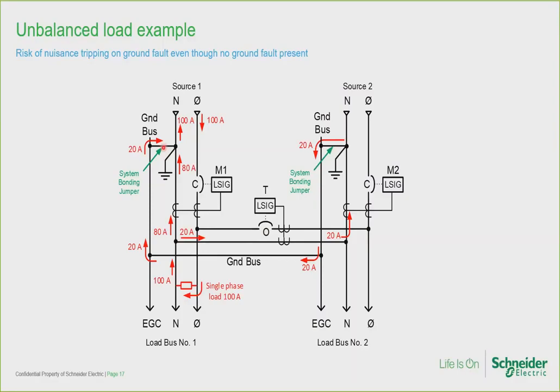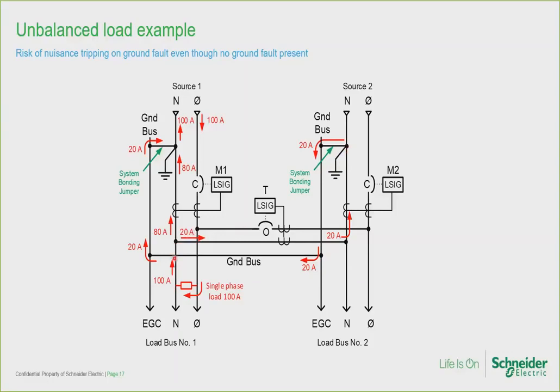I've assumed that 20 amps of the neutral current will divert from switchboard 1 through the parallel path to the system bonding jumper of source 2. That portion of the neutral current will then flow through the internal ground bus of the switchboard over to the system bonding jumper back at source 1, where it will then flow to the neutral of source 1 to complete the circuit. So let's just think about this for a second.